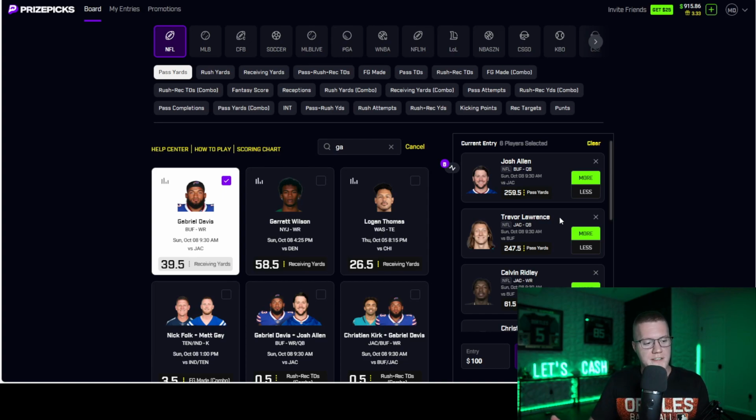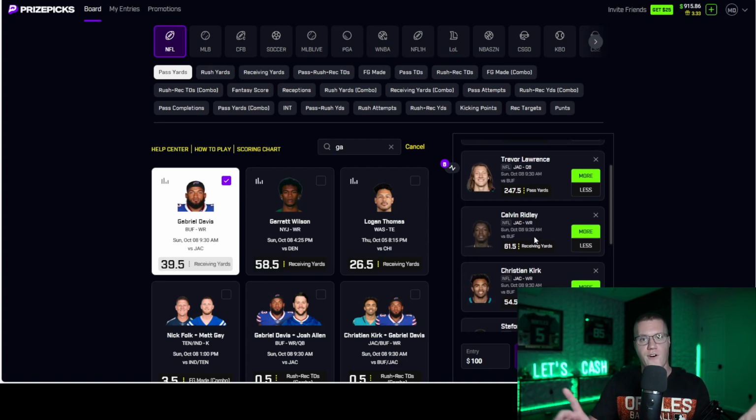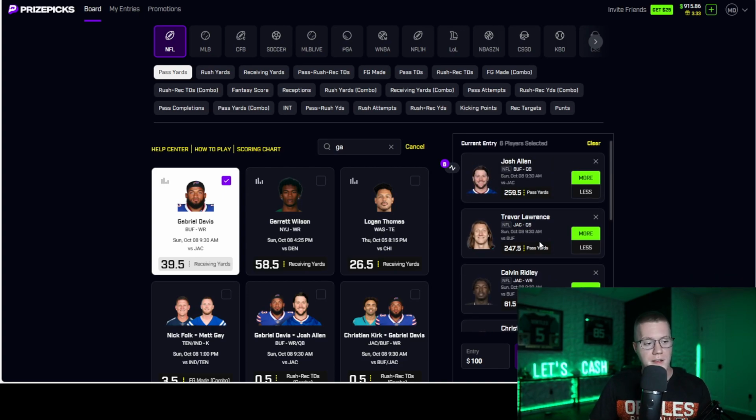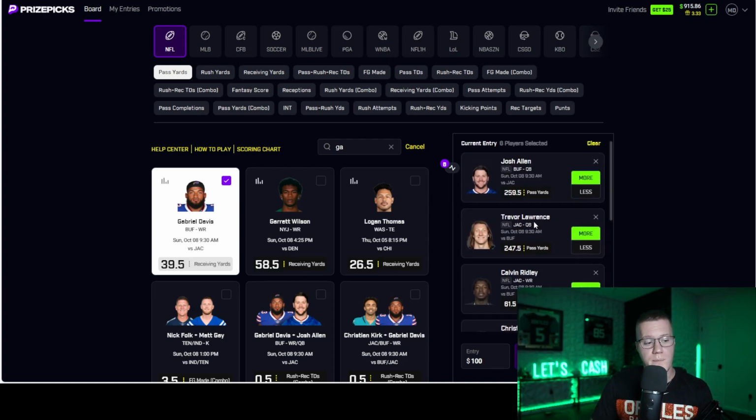If Trevor Lawrence is positively correlated with Josh Allen, he's also even more so positively correlated with Calvin Ridley. But what if Calvin Ridley is even more positively correlated with Christian Kirk? And if all those guys are correlated, then that also must mean that Josh Allen alongside Stefon Diggs and Gabe Davis are also very heavily positively correlated. We can't put more than 6 legs, but I can almost guarantee you if we had the ability to, there would be even more legs I'd want to build onto the slip.